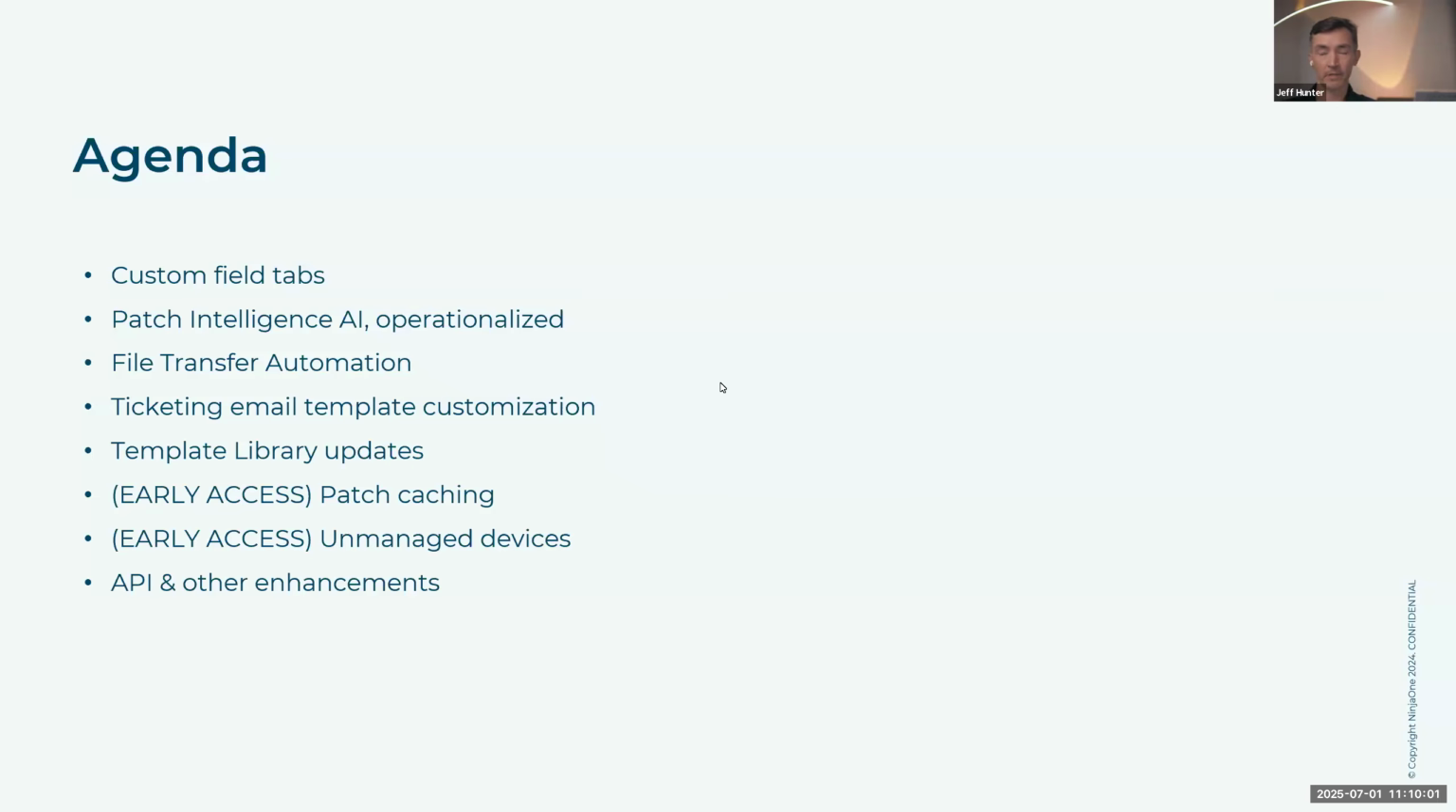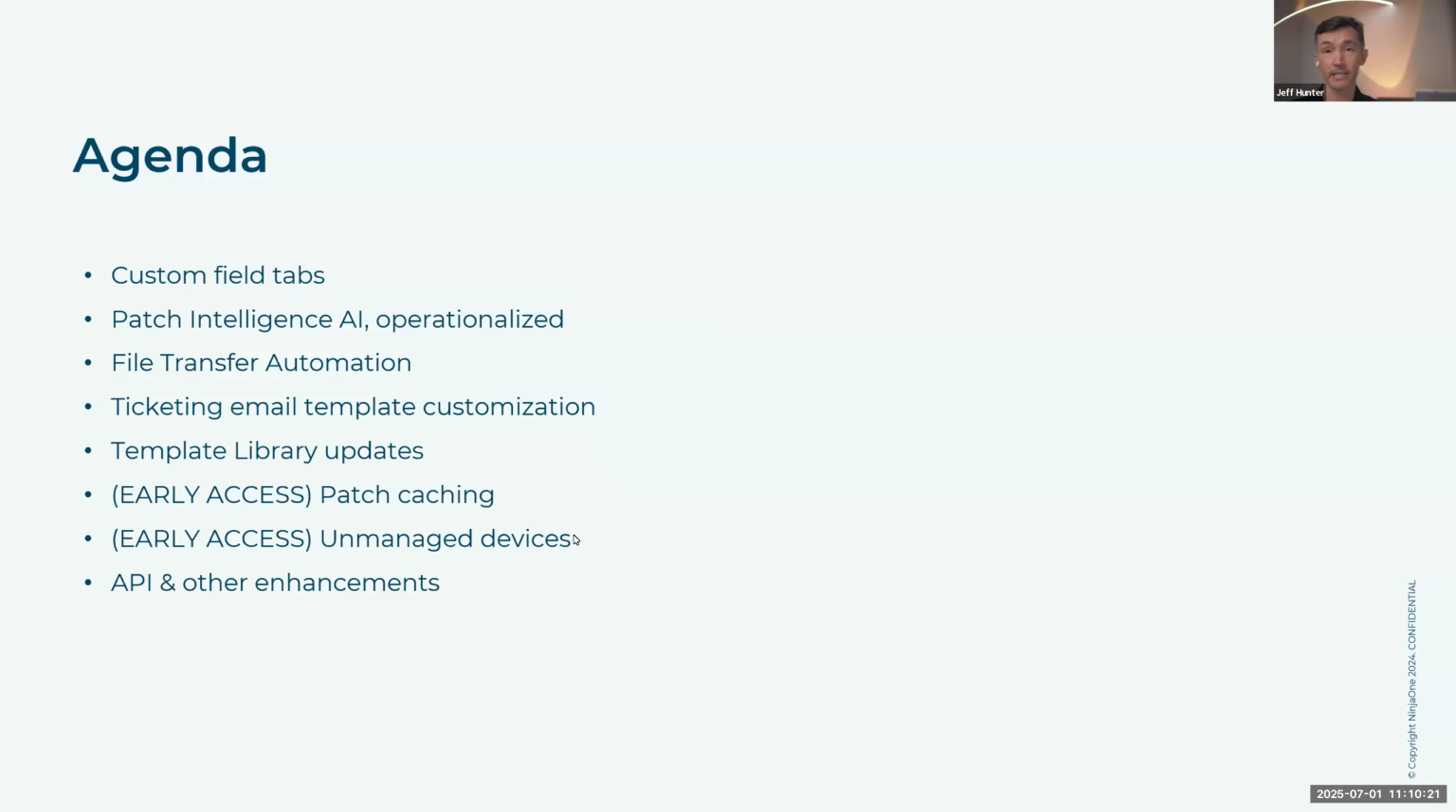And then after the template library, we'll move into the early access features: patch caching, allowing you to designate a node that will receive and then distribute all the patches to other devices that are on the network, as well as our first foray into IT asset management with unmanaged devices.